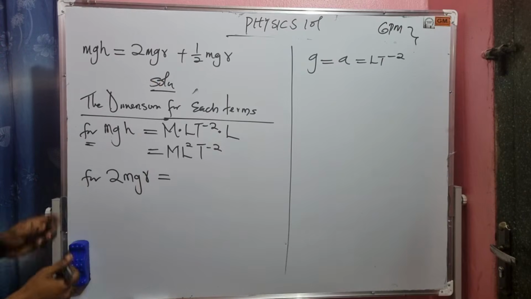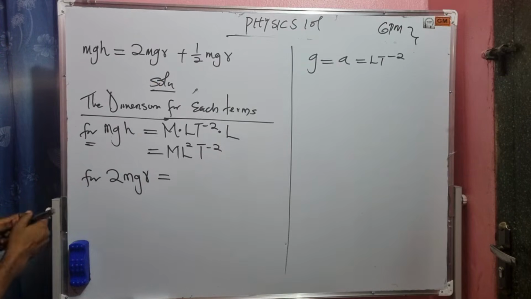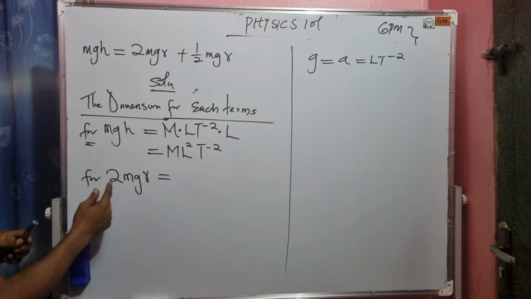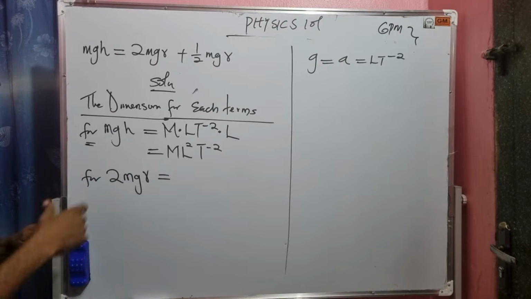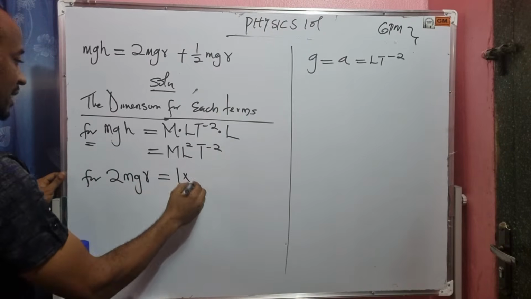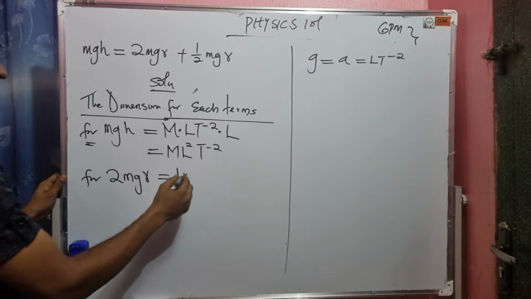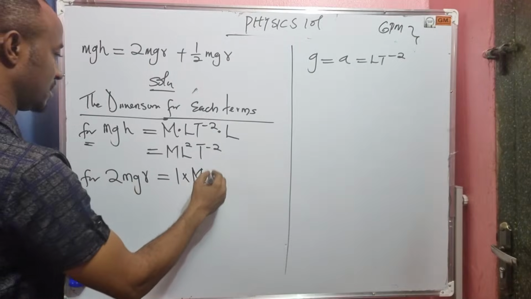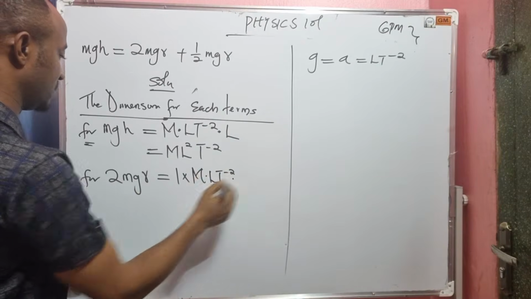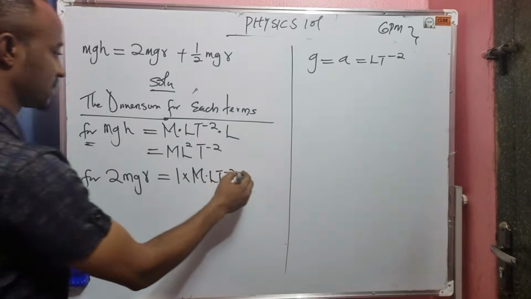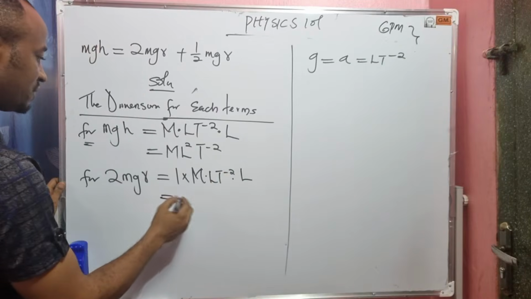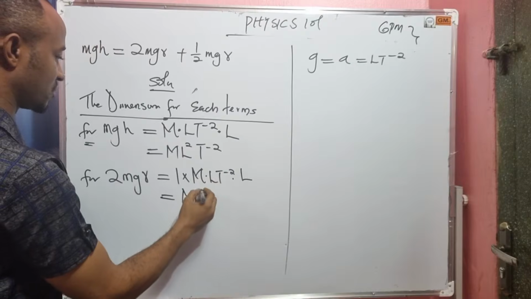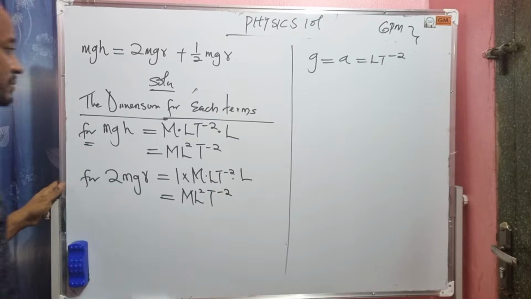2mgr. To find the dimension of this, what do we do? The dimension for 2 is 1 because 2 is a constant, and every constant must have a dimension of 1, right? So we have 1 times the dimension for mass, which is still capital letter M. That of G is LT^-2. That of radius is L. And that will give us L times L, which is L squared. So ML²T^-2.